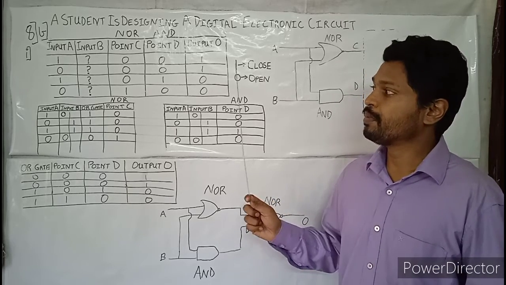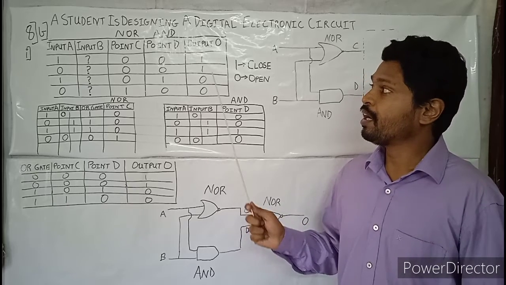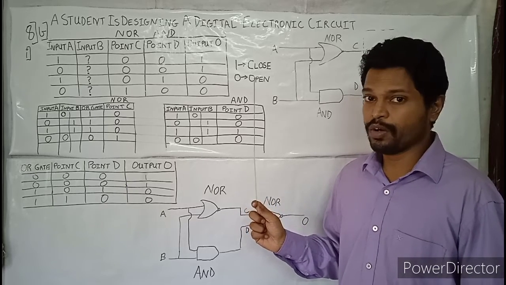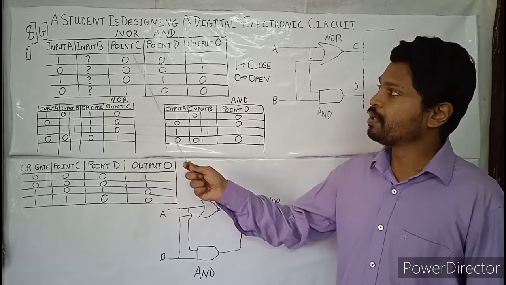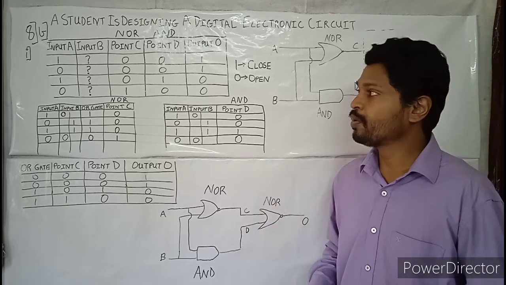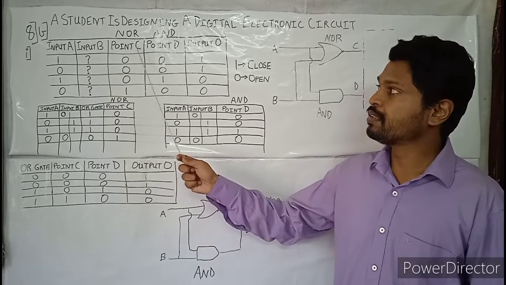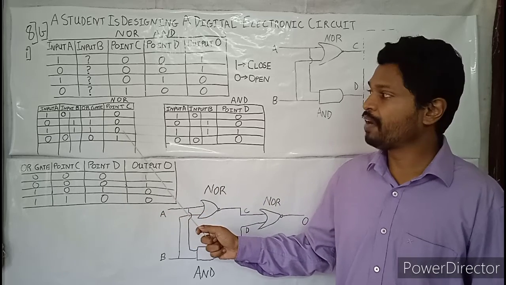So we'll come back to the question after discussing this. I hope you have understood this. So this we have to divide into two. I have divided. This is NOR. We have divided into two.